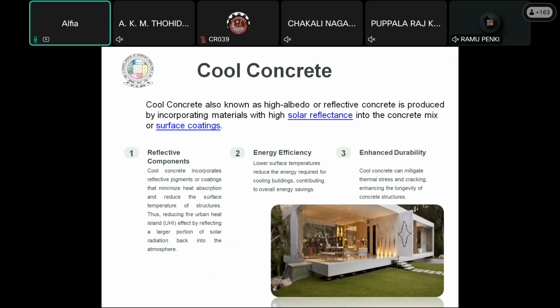Another issue with this type of concrete is that dirt and dust, if it gets accumulated on the surface over a period of time, the solar reflective effectiveness will get reduced. Okay, consequently, its cooling effect will also get reduced. So we have to maintain the concrete so that we get the performance as desired. Another thing with this type of concrete is what type of material we are using as a solar reflectance.